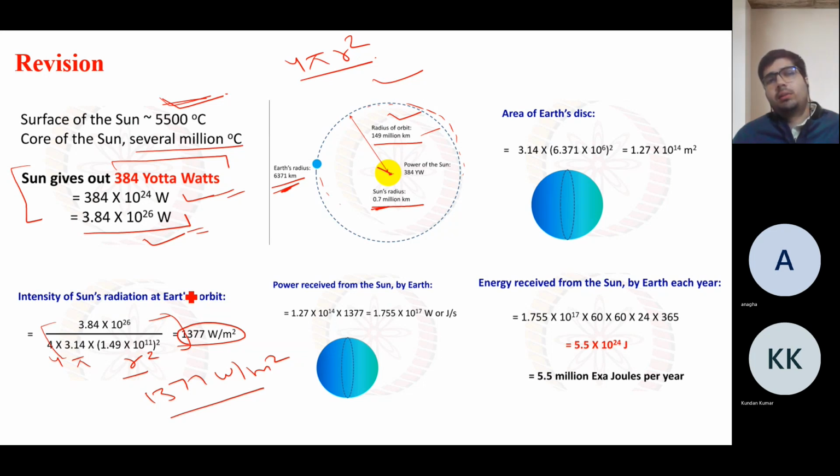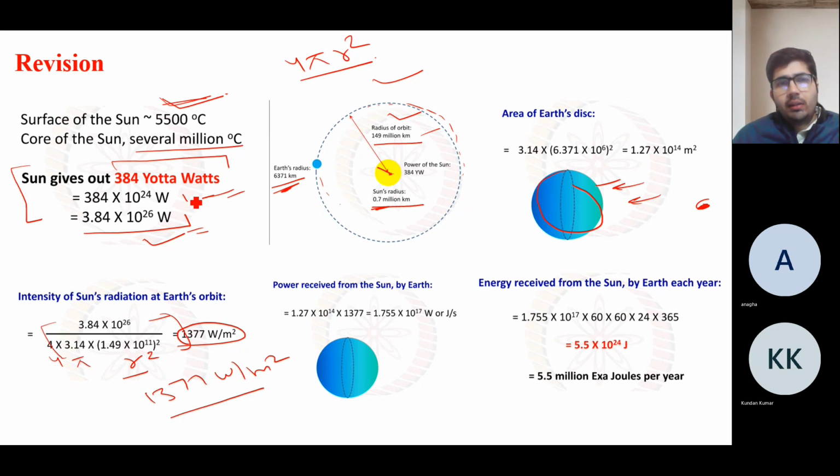Now let's consider how much energy is coming to the Earth only. As we know, the Earth is in spherical form, but at a time only one section, the section facing the sun, will receive the heat. So we can consider it a circular disk, and we will find out the area of the circular disk.